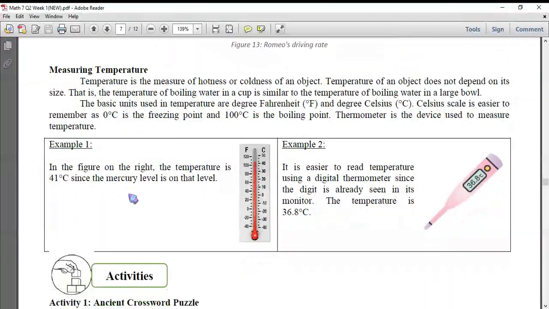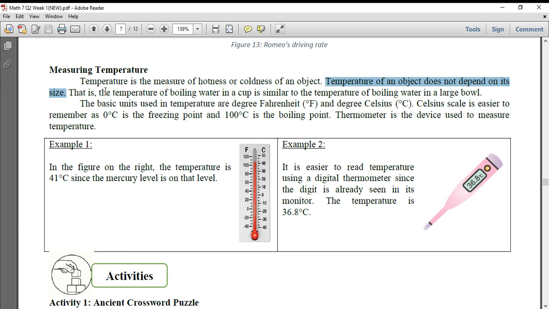Okay? So, this time, let's have the measuring time. So, measuring time, the temperature is the measure of hotness or coldness of an object. So, yung init tsaka yung lamig ng isang object. So, temperature of an object does not depend on its size. Okay? So, hindi basihan ang size para masukat natin ang temperature.